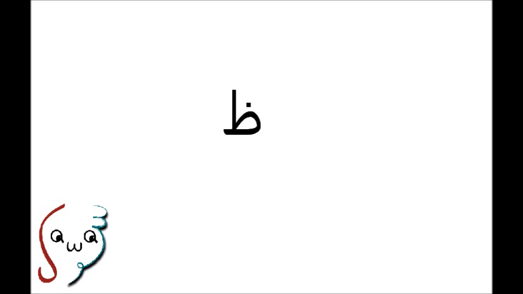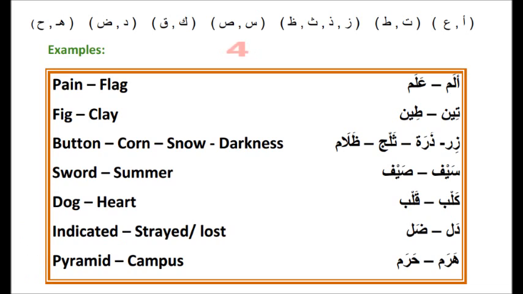Okay, then we move to the next couple, Sin and Sad. We have the word safe and then the word saif. Again, it's the same word, but the first letter is different. In the first it's Sin, and in the second it's Sad. Sad is also a heavier Sin, kind of. Saif means sword and saif means summer.